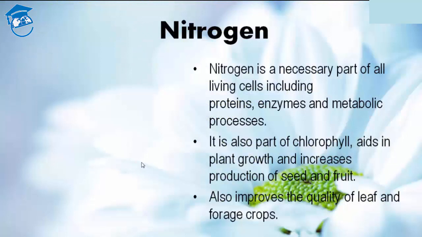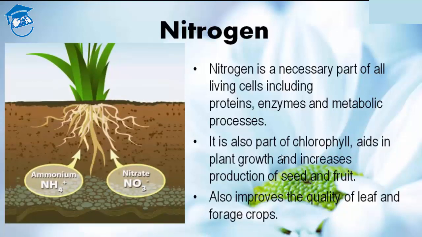Okay, now come to nitrogen. As I told you, it is a necessary part of all living cells, including protein, enzyme and metabolic processes. Nitrogen is also a part of chlorophyll, which aids in plant growth and increases production of seed and fruit. It also improves the quality of leaf and forage crops. Nitrogen influences all aspects of crop and pasture production. Please note that. For example, growth, yield and quality.